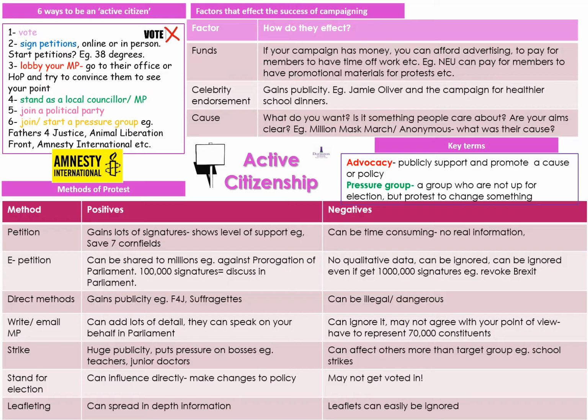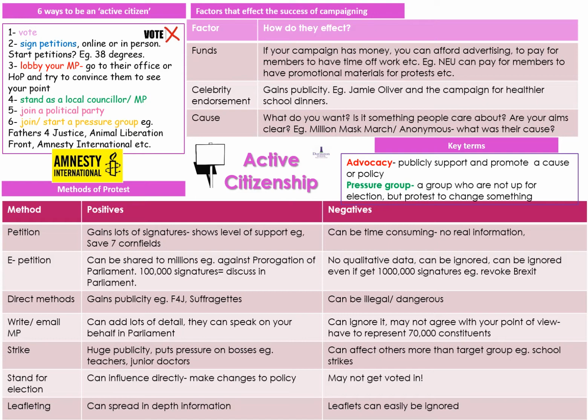So what factors affect how successful our campaigning is? One of the main ones, unfortunately, is funds. It all comes down to money. If your campaign has got money, you can afford to advertise, you can afford for members to have time off work to actually go and work for your campaign. You can pay people to actually campaign for you full time.